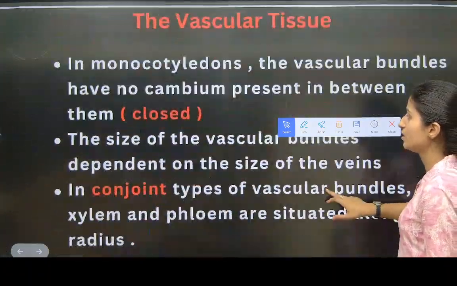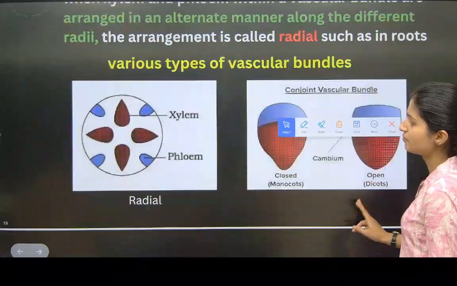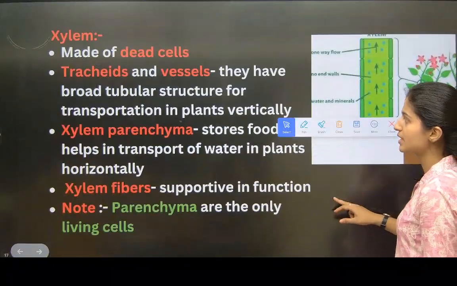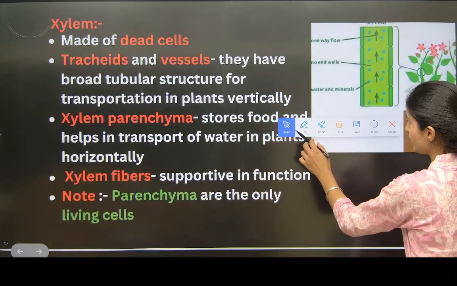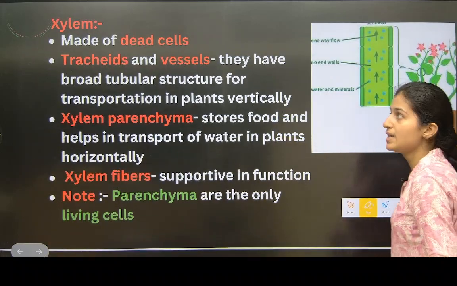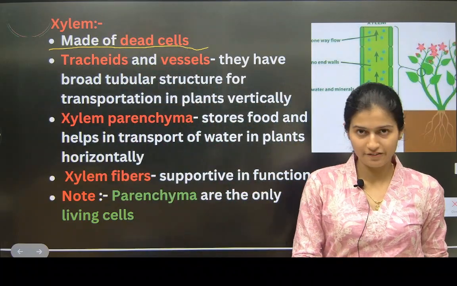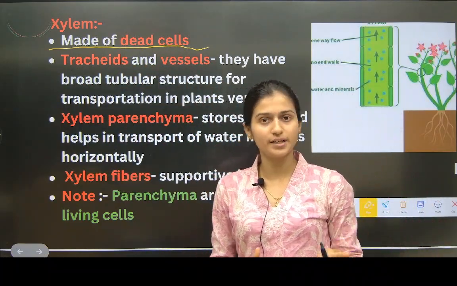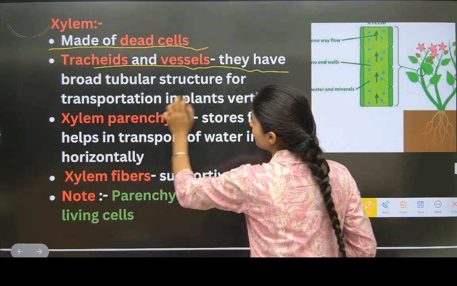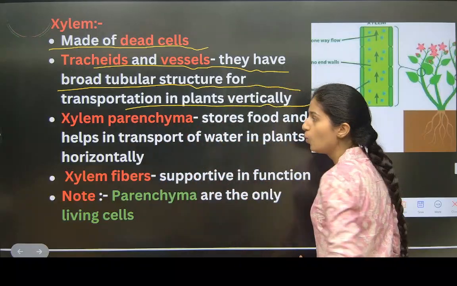Afterwards we will come to vascular bundles. First you need to understand what xylem is. Xylem is made up of dead cells and also live cells. Tracheids and vessels have a broad tubular structure for transportation in plants vertically.